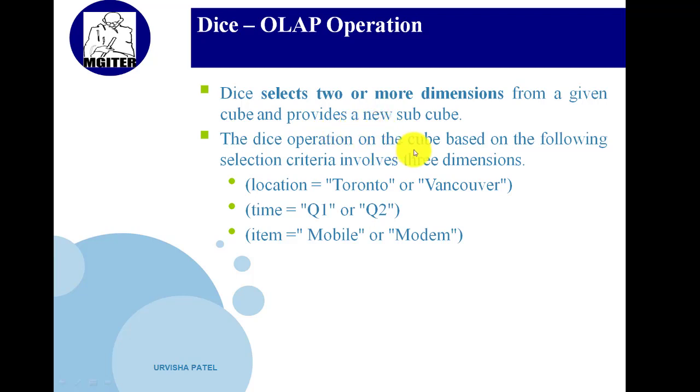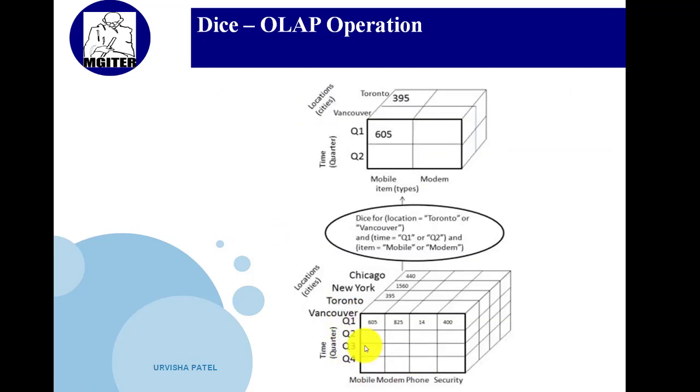The dice operation on the cube based on the following selection criteria. If I want the data of location Toronto or Vancouver, time quarter 1 or quarter 2, item mobile or modem. Here in this cube, I want the data of quarter 1, quarter 2, Vancouver, Toronto and mobile, modem. I don't want the data of quarter 3 and quarter 4. So I am cutting the cube from here.